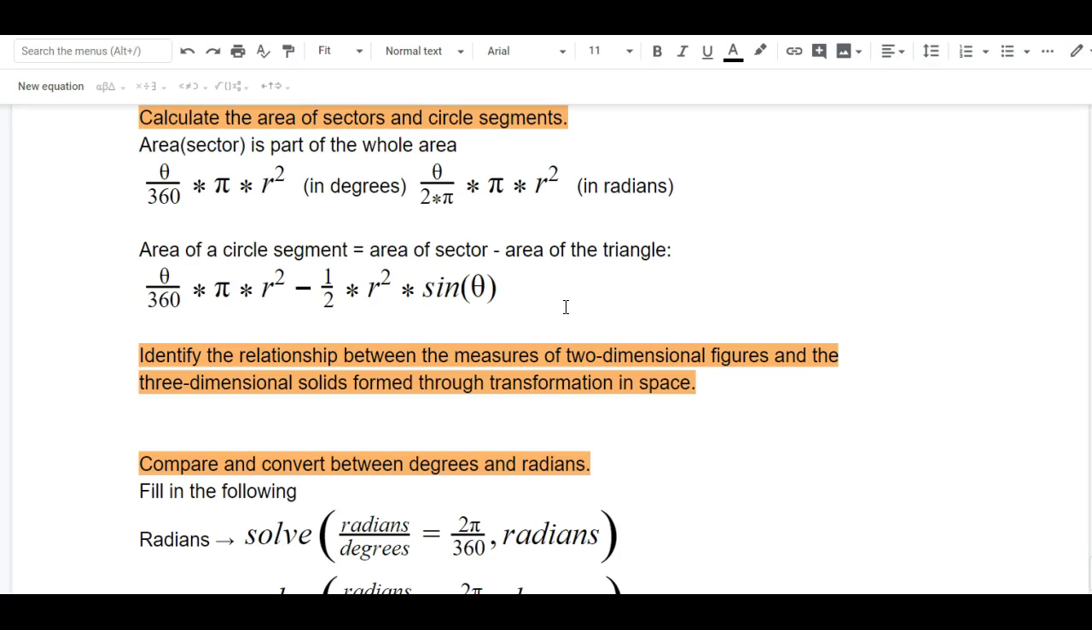Now, one thing to keep in mind as you work through these is to make sure that as you're taking sine, you check that your calculator is set appropriately for either degrees or radians.